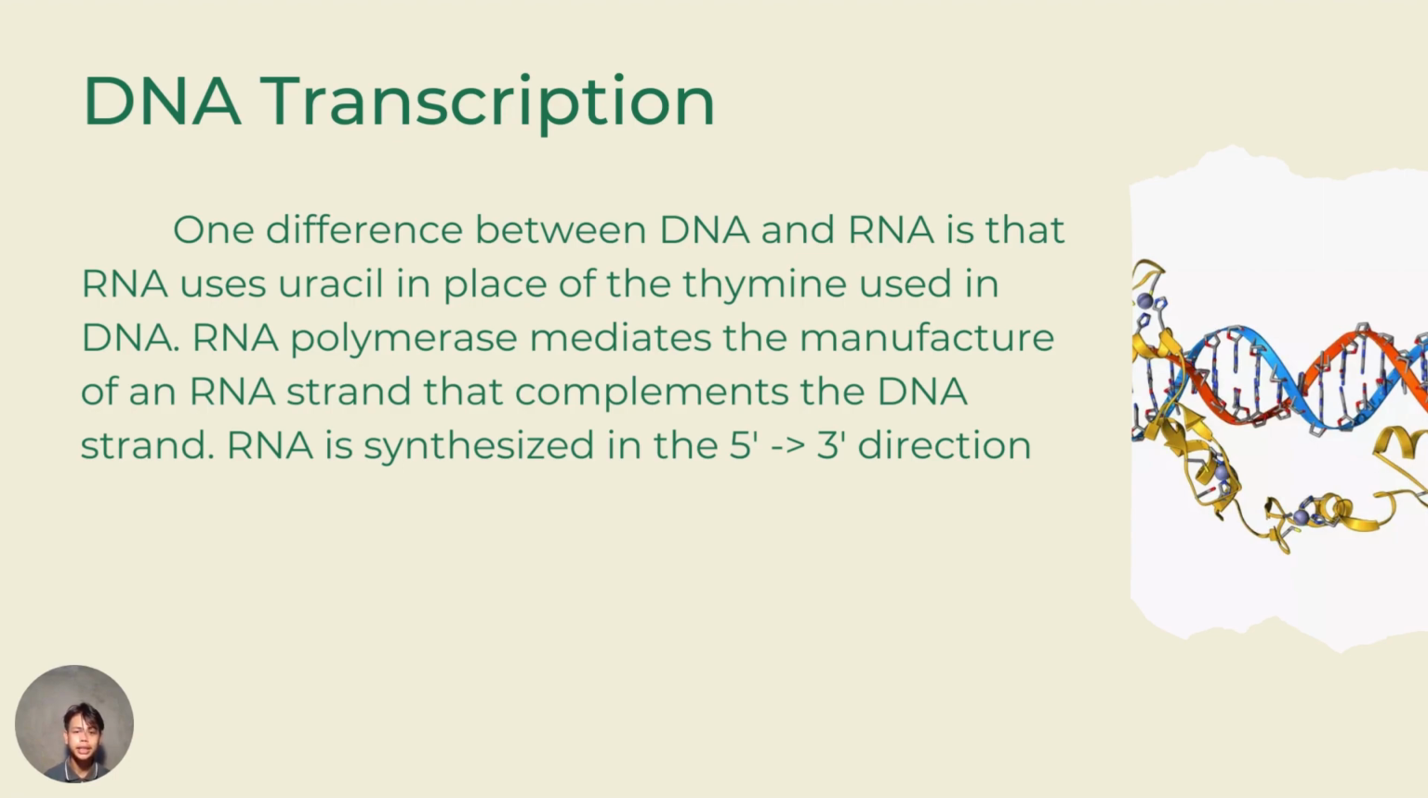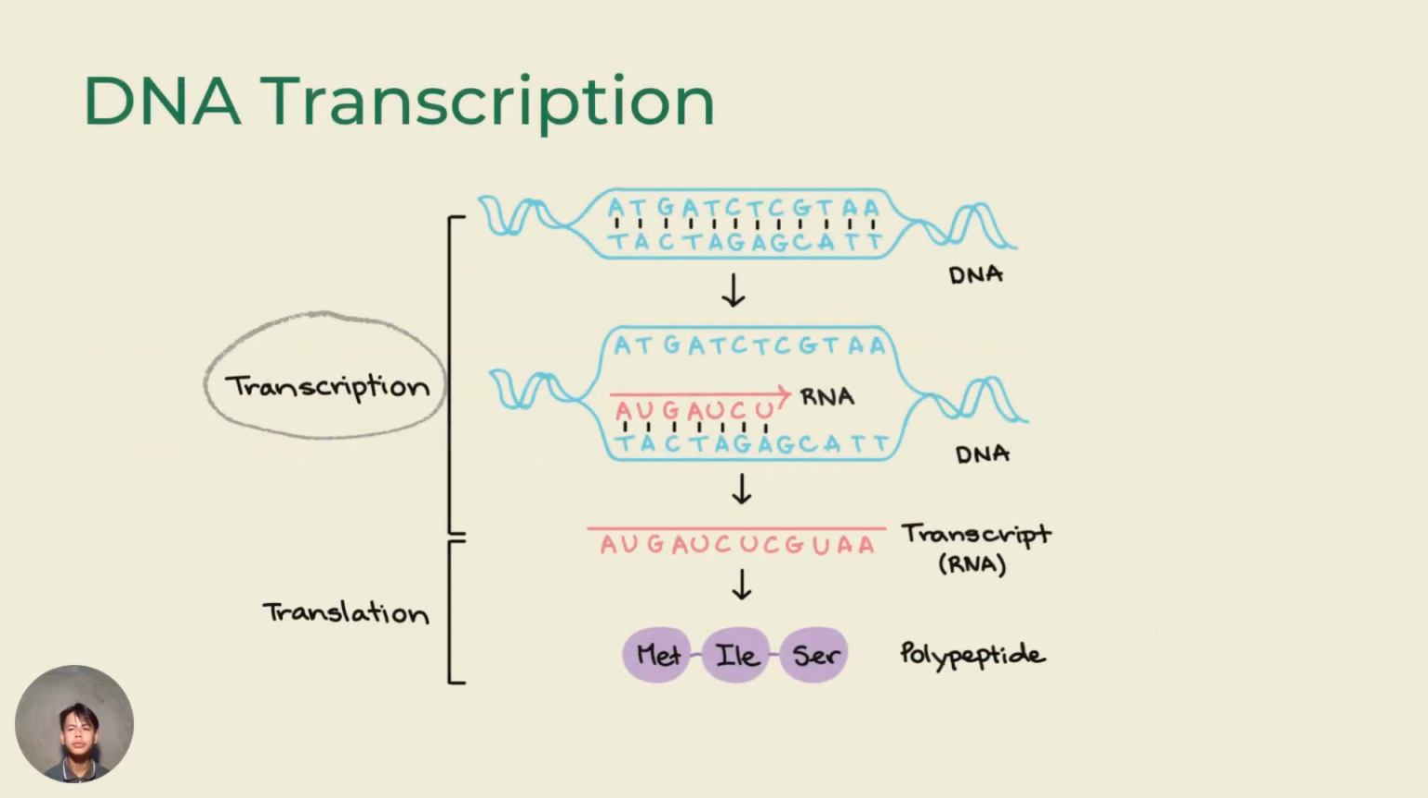RNA polymerase mediates the manufacture of an RNA strand that complements the DNA strand. The RNA is synthesized in the 5 to 3 direction. So we are here now in the transcription part, as you can see, and we can see the RNA polymerase that enters the process, where one strand of the replicated DNA will be transcribed by the complementary RNA bases.